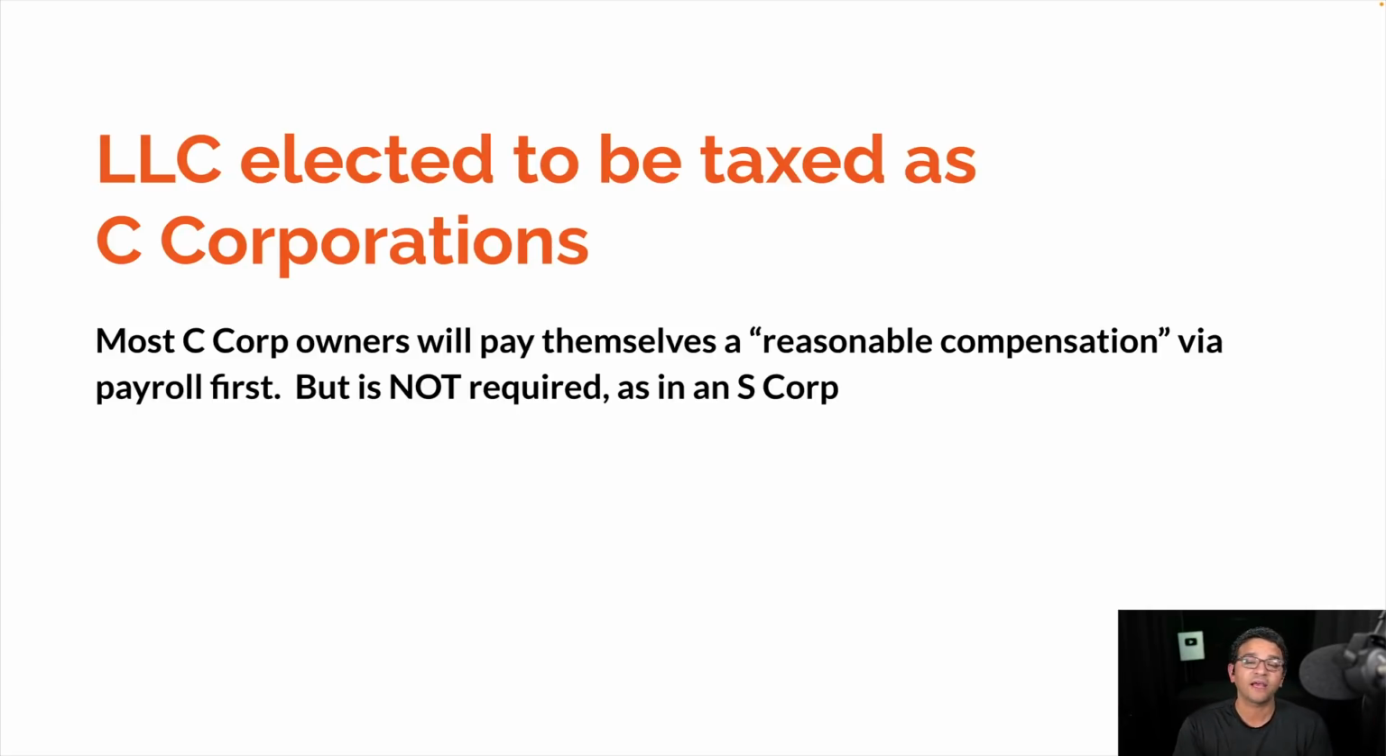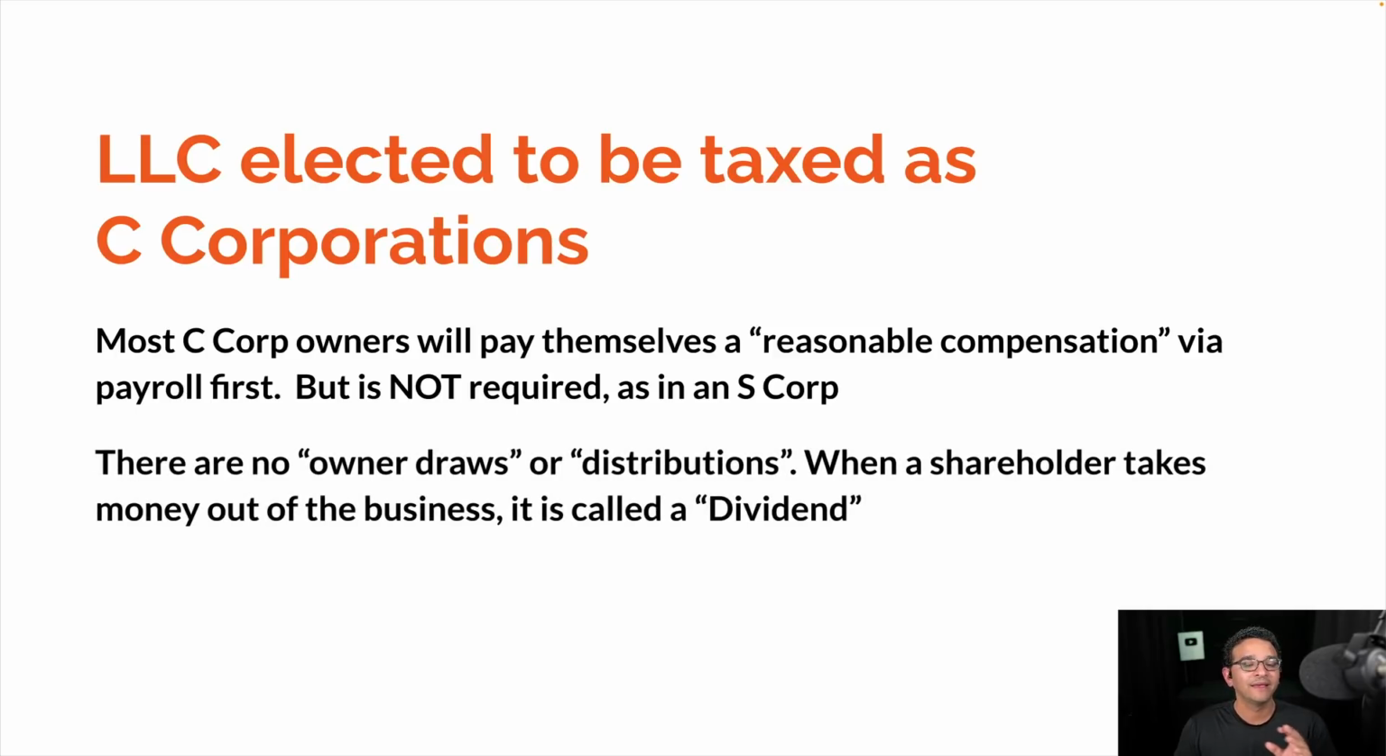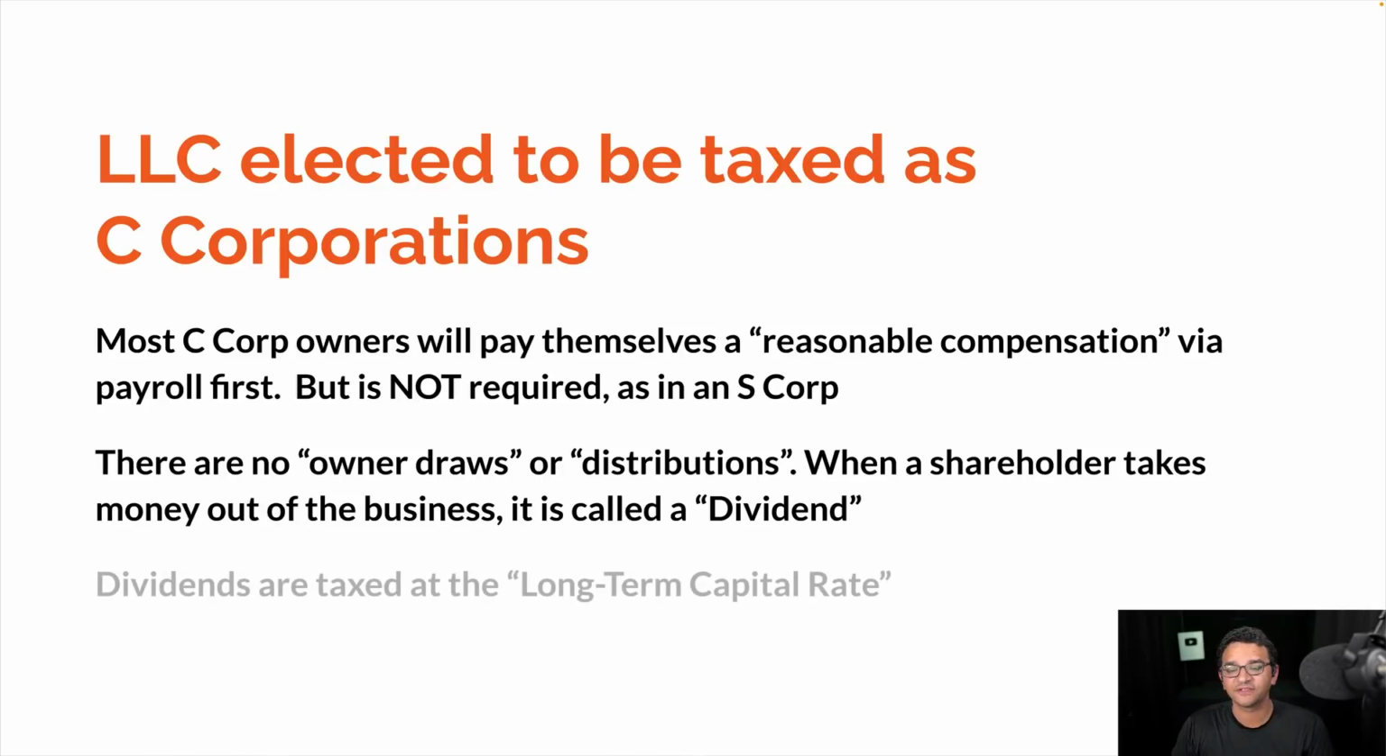Why is that? Because if you buy stock in the stock market from a C corporation and you're a shareholder, you don't have to take payroll. They will never give you payroll. They will only give you a dividend. And that's what you call it when you take cash out of a C corporation that is not payroll. So owner's draw or distributions in the C corporation world is actually called a dividend, and that does have a tax implication. Dividends from a C corporation that you own are actually taxed at a long-term capital gains rate.